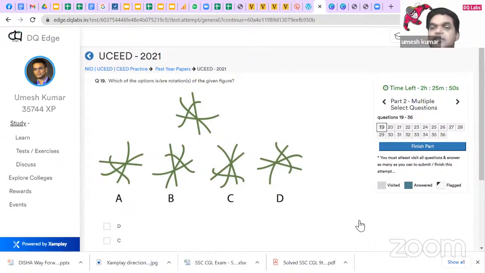Jaishnavi is asking, sir, what else can we do for UCEED after solving the past year papers and non-verbal reasoning? I will tell you, Jaishnavi. That is part of the agenda of what I'm trying to teach and guide you. Shreyas is saying D is the answer. So is A. Any other options that you can think of? Can you let me know?